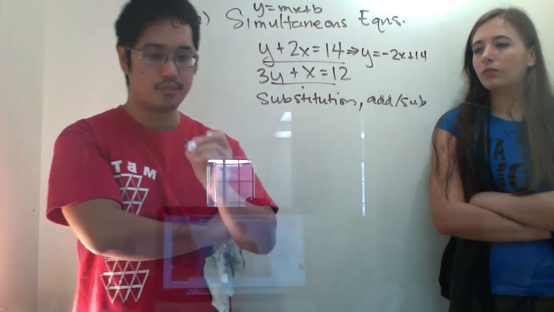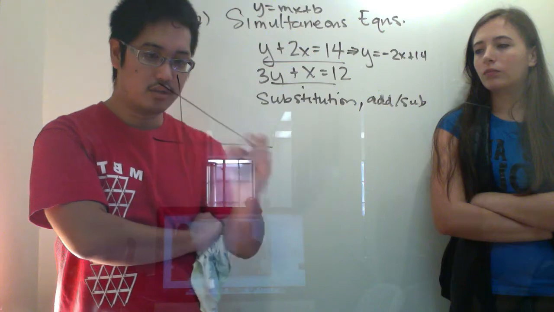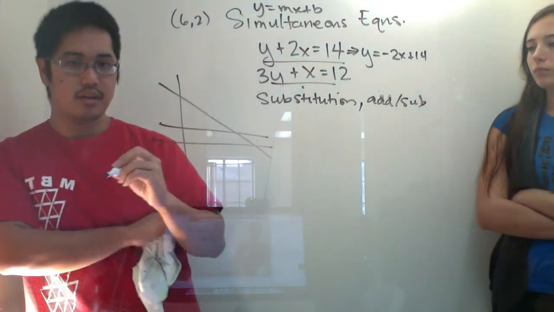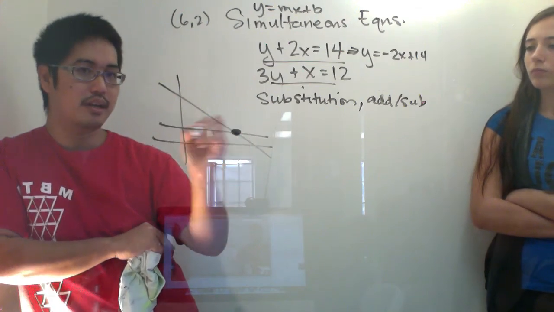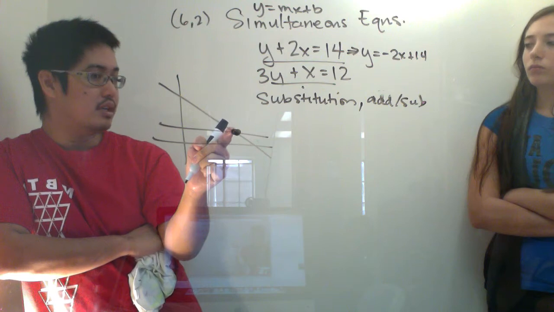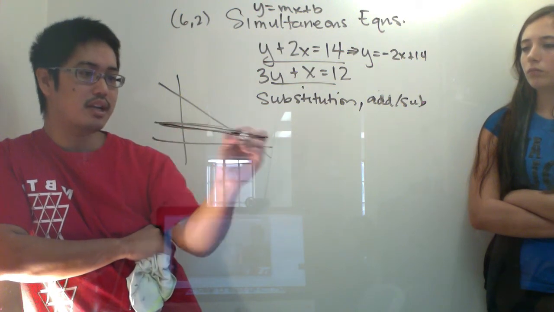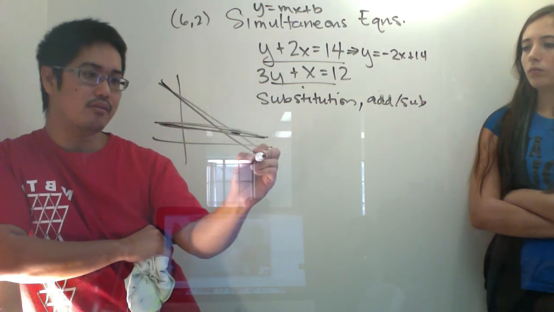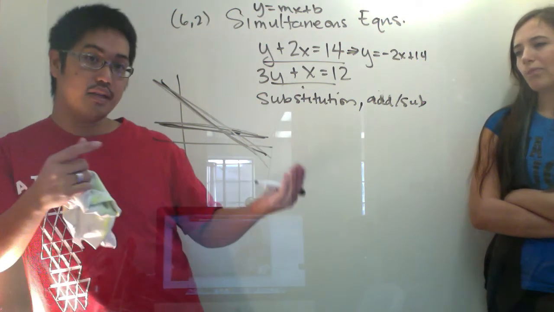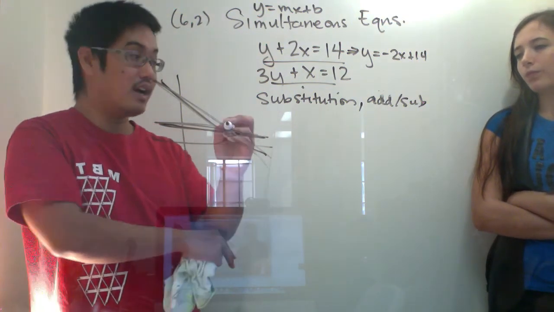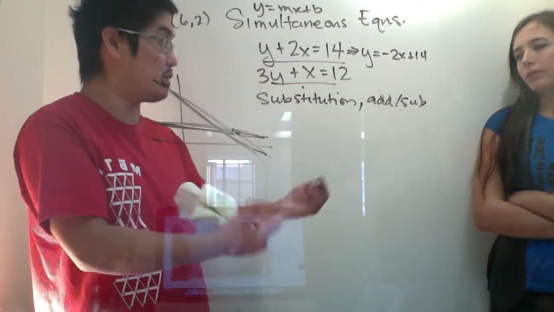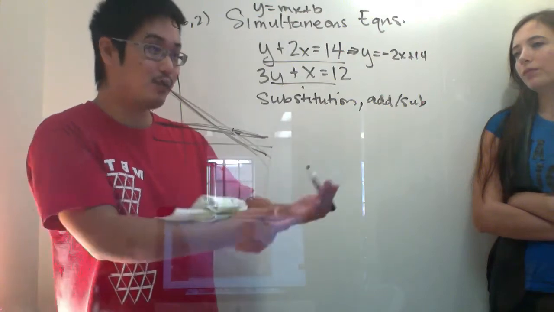Now, I erased this part of the graph, but here's my points where they cross. I'm saying that if they cross at this point, that means the y value of this line has to be the same as the y value of this line. Do you agree? Obviously, if that's where they're touching, then those y's better be the same. Not only that, but the x's better be the same because they're touching at the same spot. So the x's and the y's should be the same.